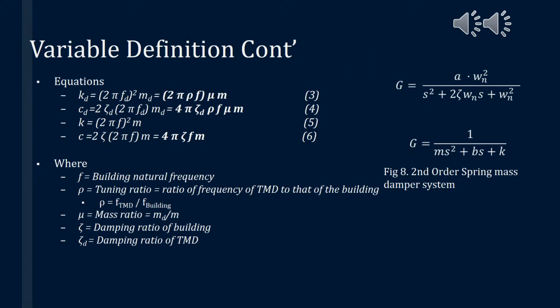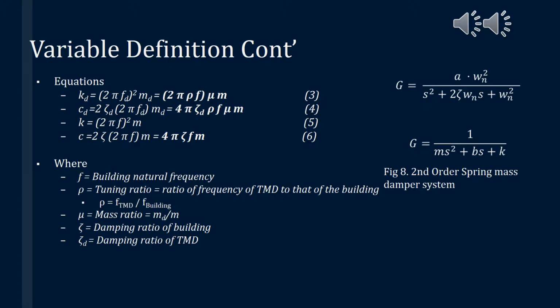To solve for K, KD, C, and CD, we decoupled the system and treated the building as one system and the tuned mass damper as another system. Then we solved for the values as a simple spring-mass-damper system, a second order system in standard form. We also introduced a few new variables.